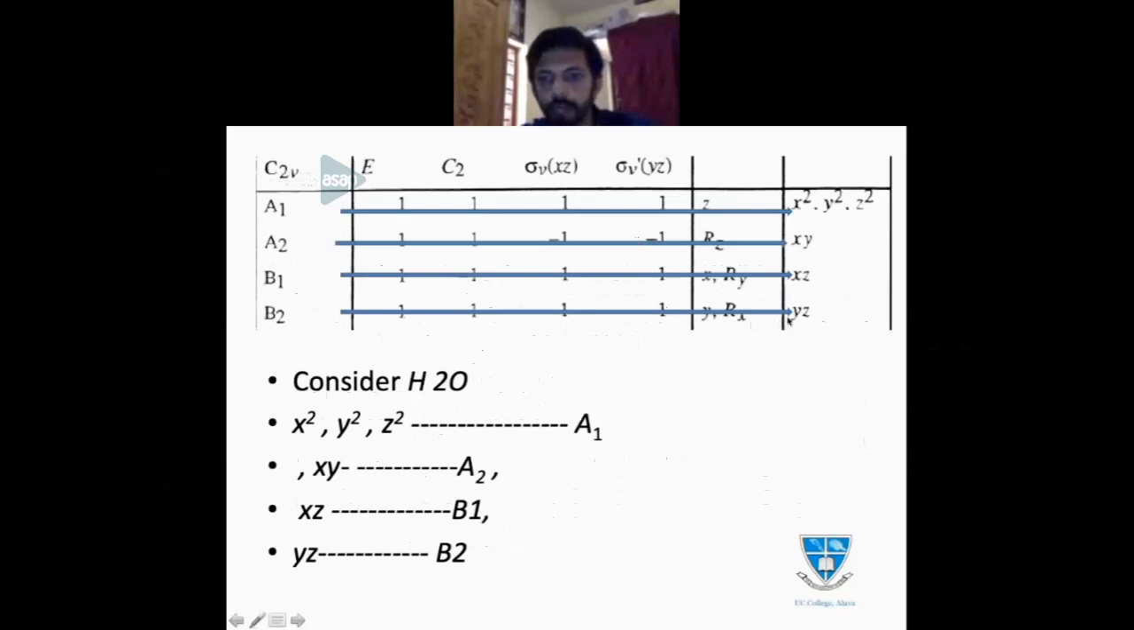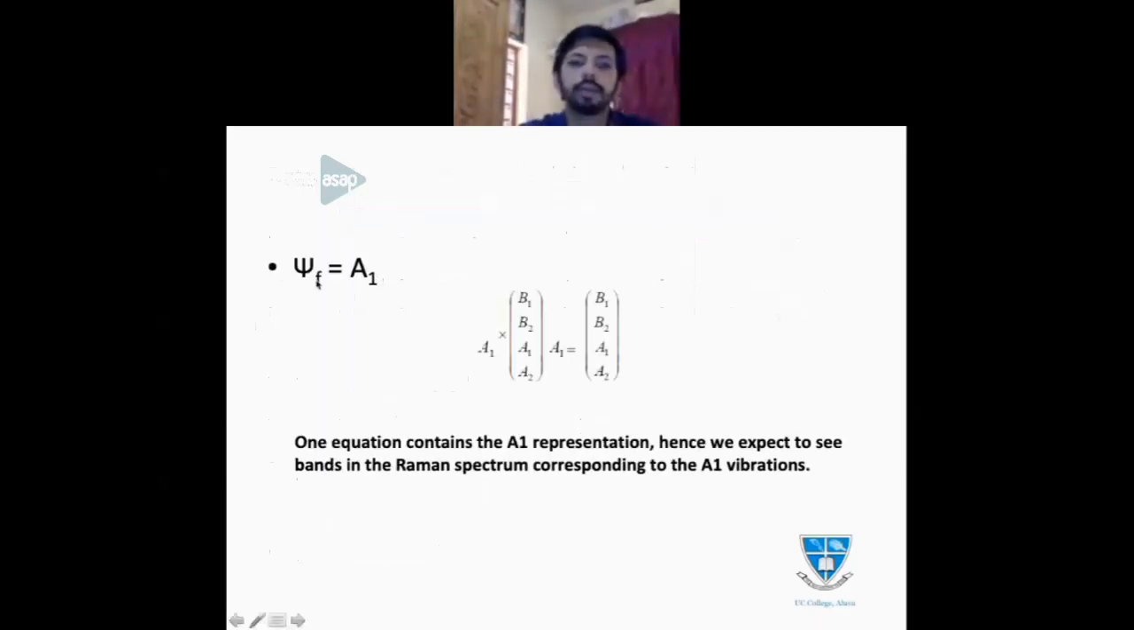So the quadratic functions are xy, xz, yz, x square, y square, and z square. Here x square belongs to A1, y square belongs to A1, and z square belongs to A1. Then xy belongs to A2, xz belongs to B1, and yz belongs to B2. Our final state is A1.